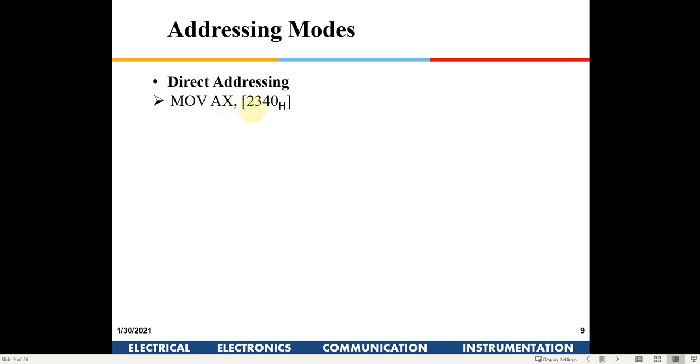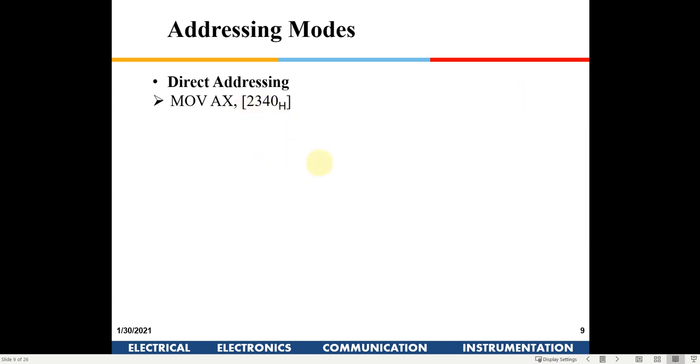Can anybody say, 2340 is only a 16-bit address, right? So how will the physical address be generated? We already did that in the previous class. Anybody? It is multiply by 10 and then add the offset. Yeah, Prakash got it right. It is whatever data is in the data segment register, into 10 plus 2340, a hexadecimal number. That will generate the physical address.